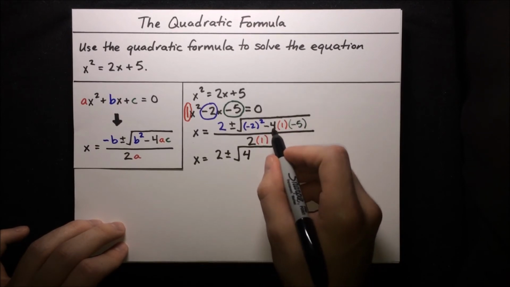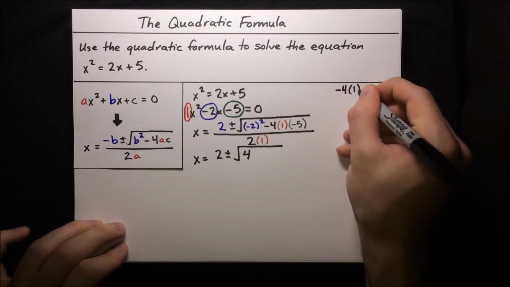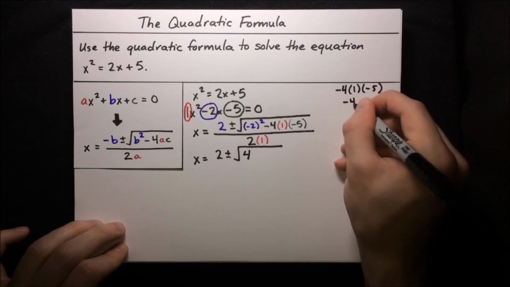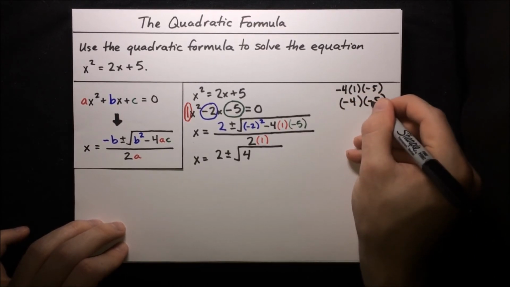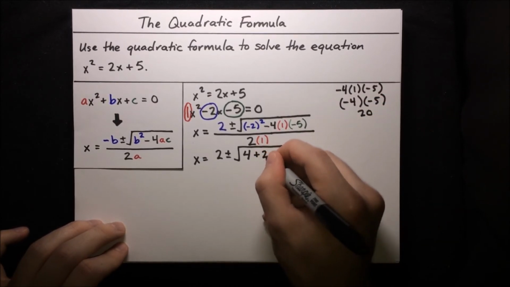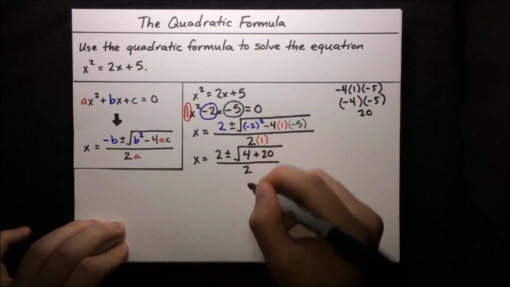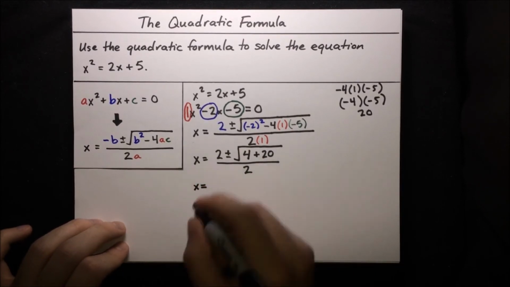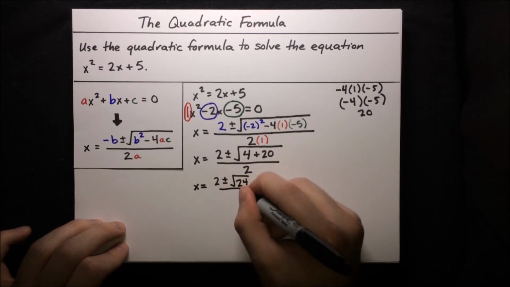And then minus 4 times 1 times minus 5, let's work that out on the side. Minus 4 times 1 times minus 5. Minus 4 times 1 is just minus 4, so we've got minus 4 times minus 5, minus times minus cancels out, then 4 times 5 is 20. So 4 plus 20. And that's all over 2 times 1, so all over 2. Let's continue simplifying that. So x equals 2 plus or minus square root of 24 over 2.